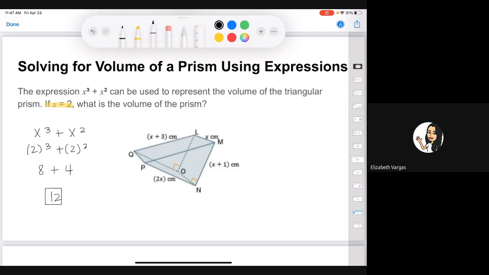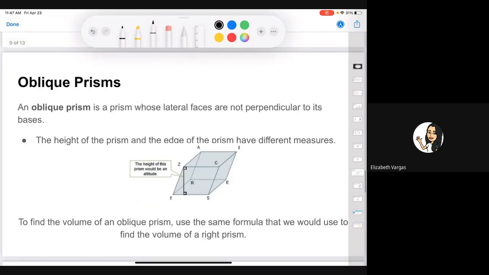The first thing we look for is the area of the base. And then we go ahead and we look for the height of the lateral face. And then we multiply those together. Now this changes if we do not have a right prism. If, for example, we have an oblique prism, it's going to be a little bit different.